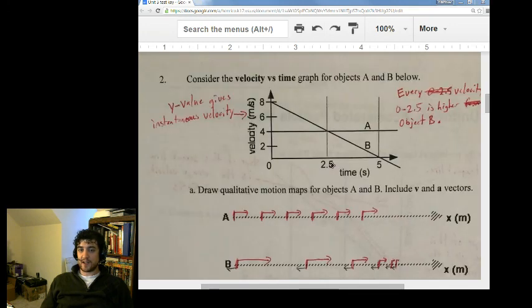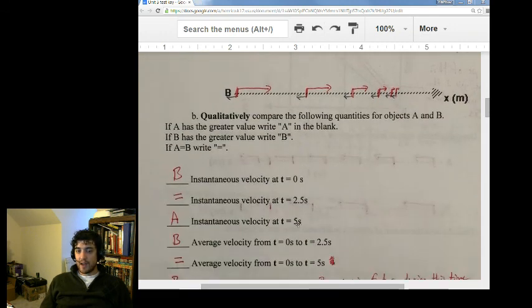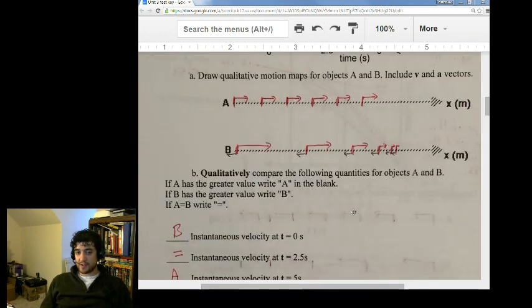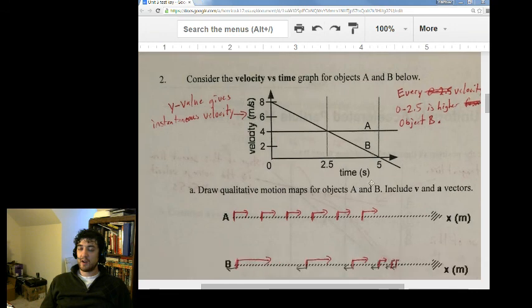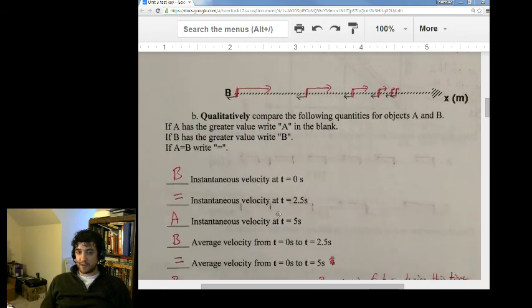At 2.5 seconds, again, we're looking at instantaneous velocity, so we're going to read off the y value from the velocity time graph. Both of them have a velocity of 4 meters per second, so they're equal. At 5 seconds, we're again simply comparing y values. B has a velocity of 0, A has again a velocity of 4. A has a greater velocity. 4 is greater than 0.